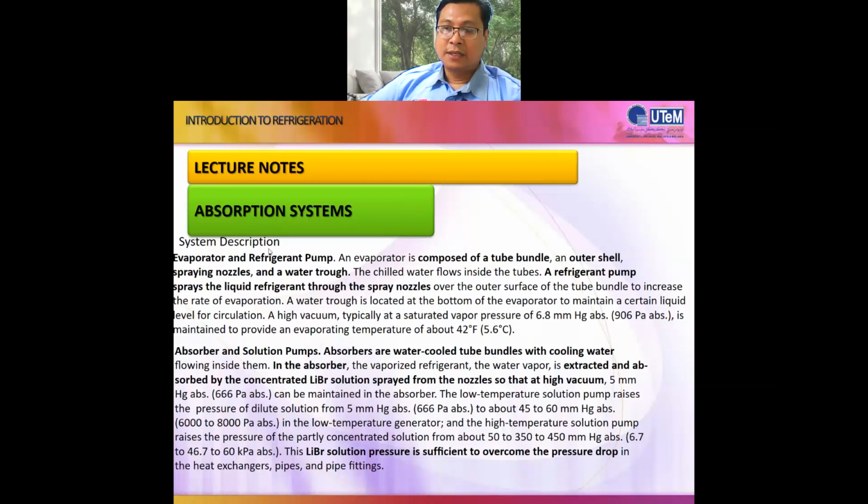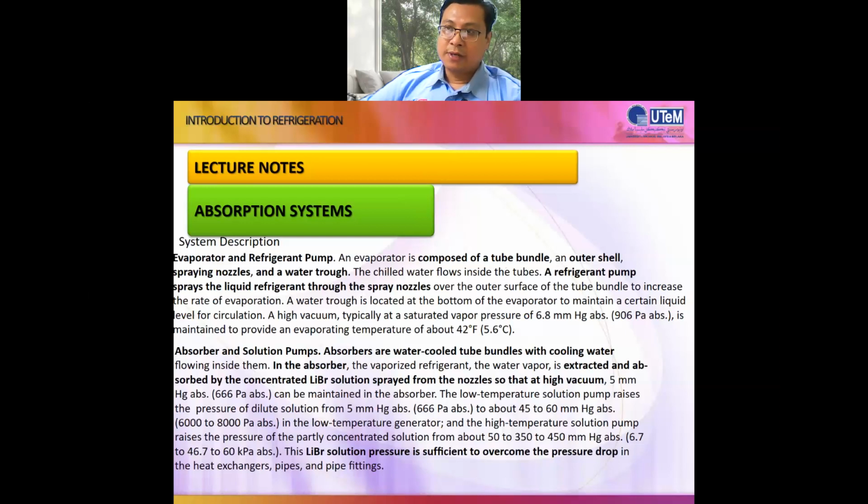One cycle of the absorption system. Maybe we can start from the evaporator and refrigerant pump. The evaporator is composed of a tube bundle, an outer shell, spraying nozzle and water, and the chilled water flows inside the tube. The refrigerant pump sprays the liquid refrigerant through the spray nozzle.